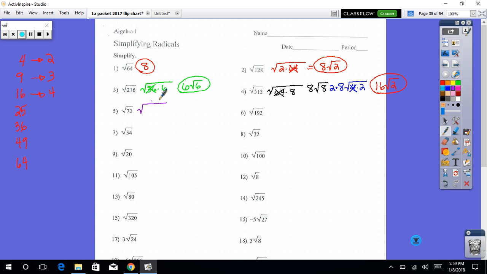Number 5, the square root of 72. Okay, I have 36 times 2. Again, the square root of 36 is 6, and we are left with the square root of 2.